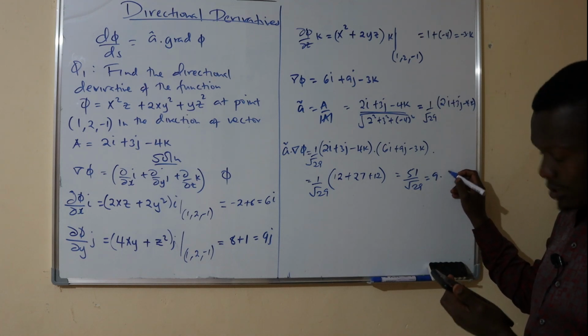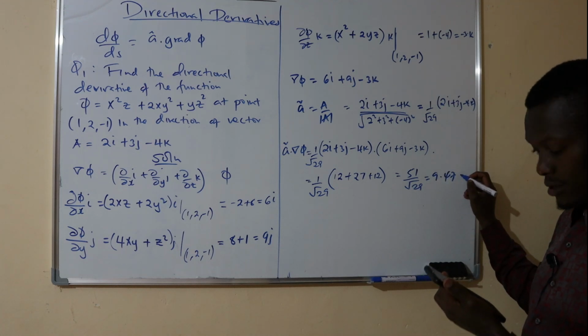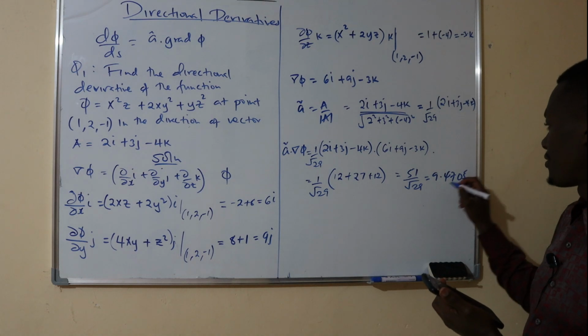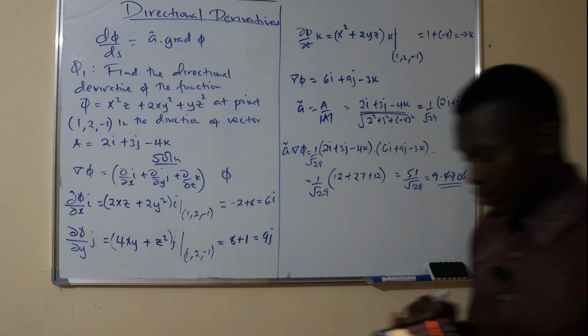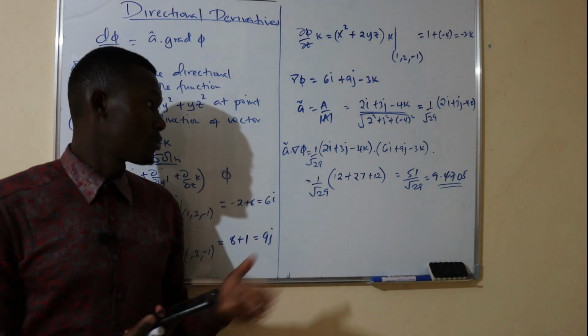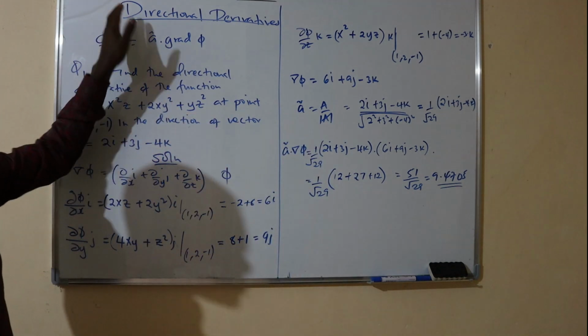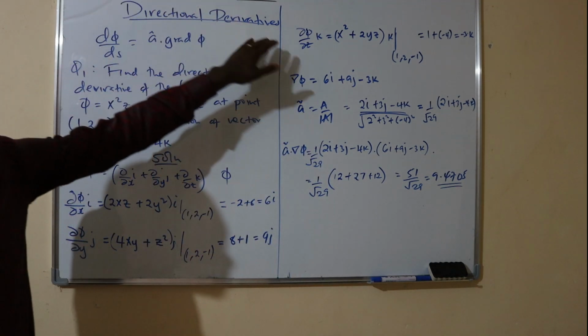9.4705, to 4 decimal places. So basically, when you're working now with something called the directional derivative, what you just need to understand again is the formula all together.